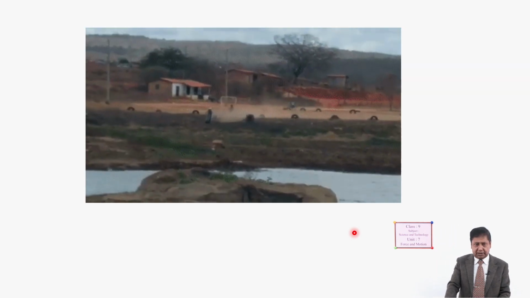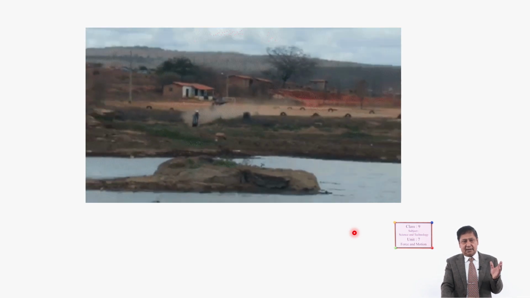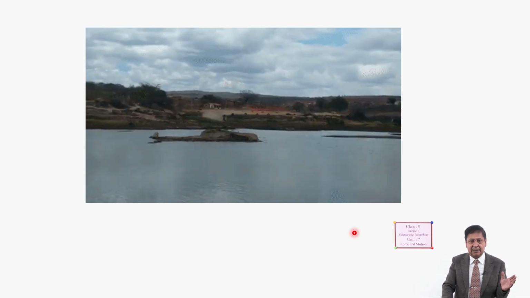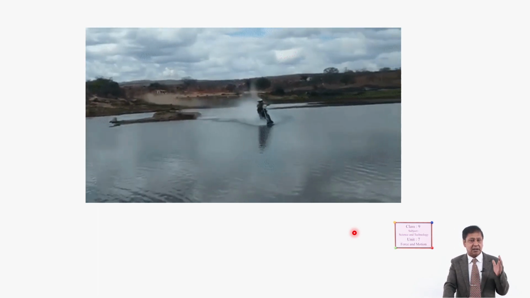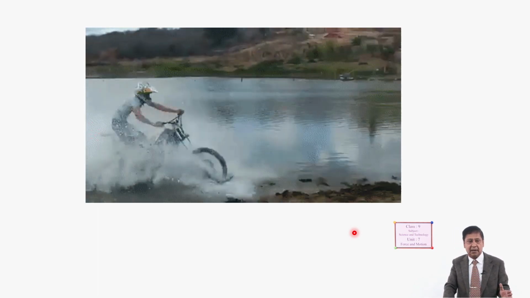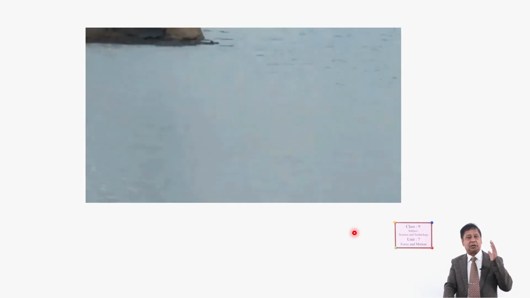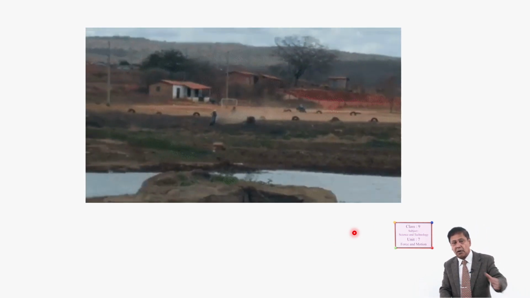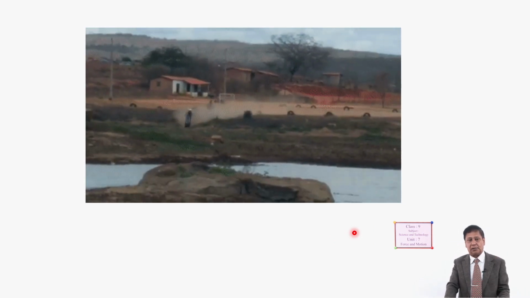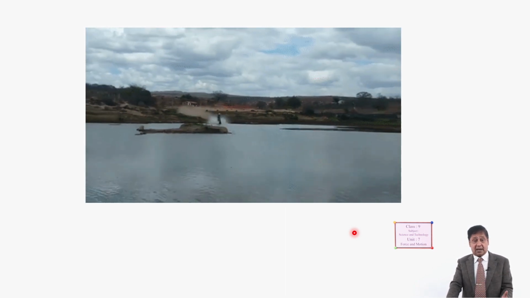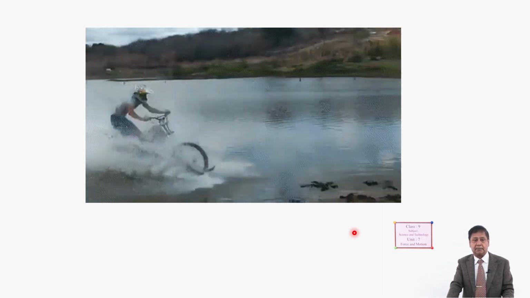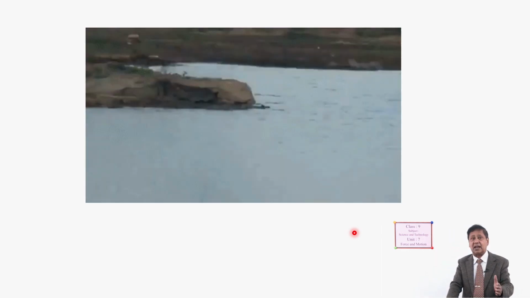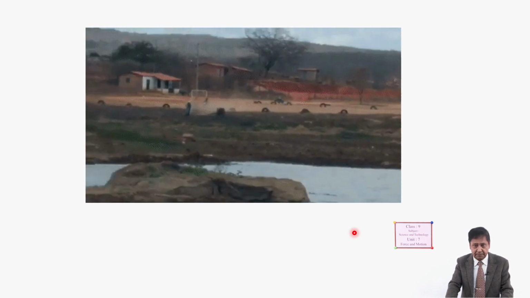And look at this. This is very interesting. A man is riding a motorbike at very high speed, and he gained a lot of inertia of the motion, and because of that huge inertia, he crossed a lake also. Even with the little support of water, he crossed that. This is the example of inertia of motion.